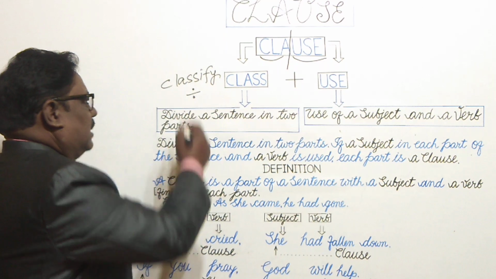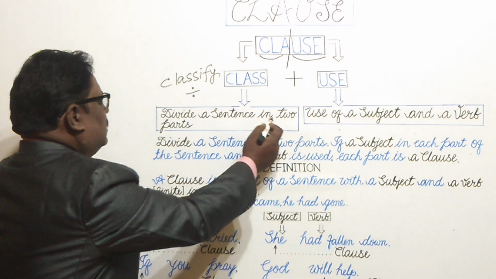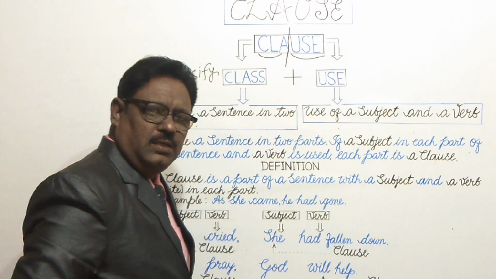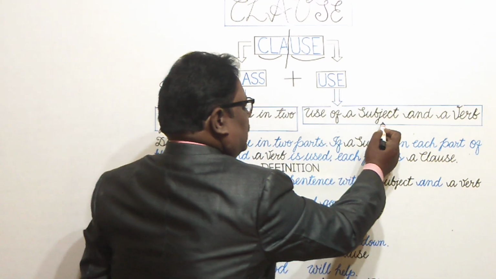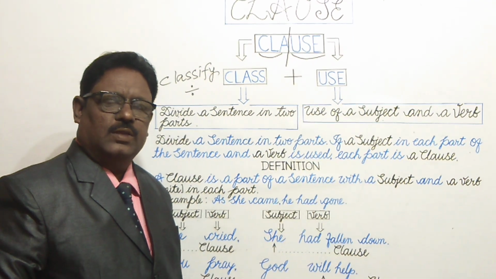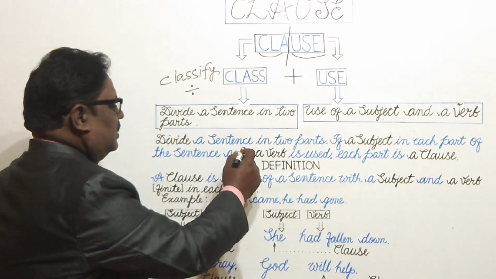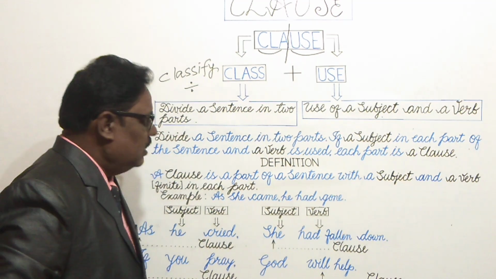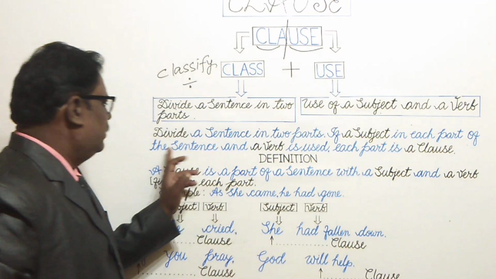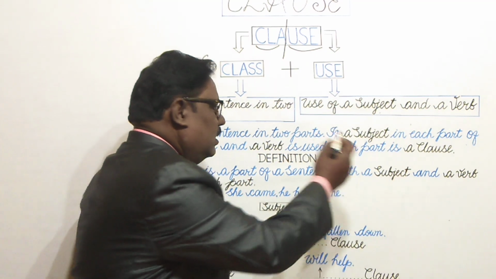Here class means classify or divide, meaning divide a sentence into two parts. And use means use of a subject and a verb. In a nutshell, divide a sentence into two parts if a subject and a verb are used in each part of the sentence. Each part is a clause.